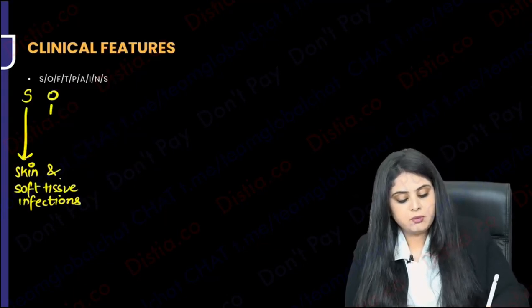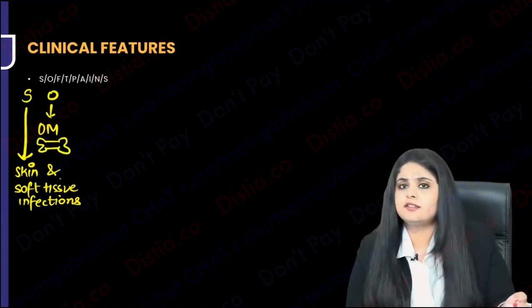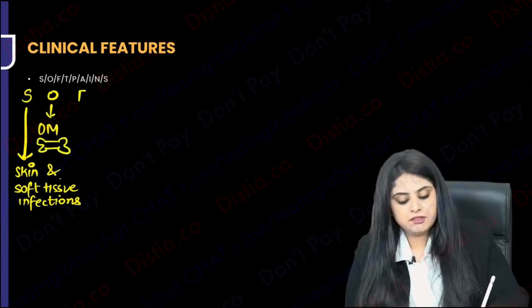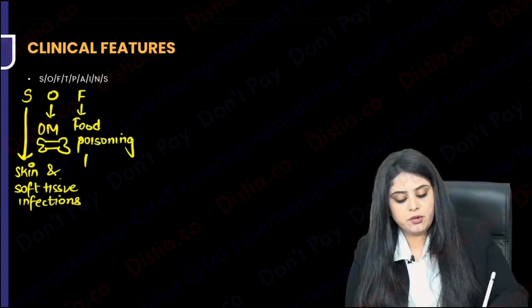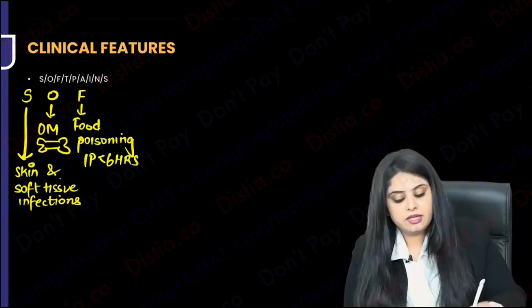O is going to be in orthopedics. You've read osteomyelitis. The most common cause of osteomyelitis is Staph aureus. Then F is going to be what you just now studied. There is going to be food poisoning, and you know the incubation period of that food poisoning, it's going to be less than 6 hours. Short-term food poisoning.